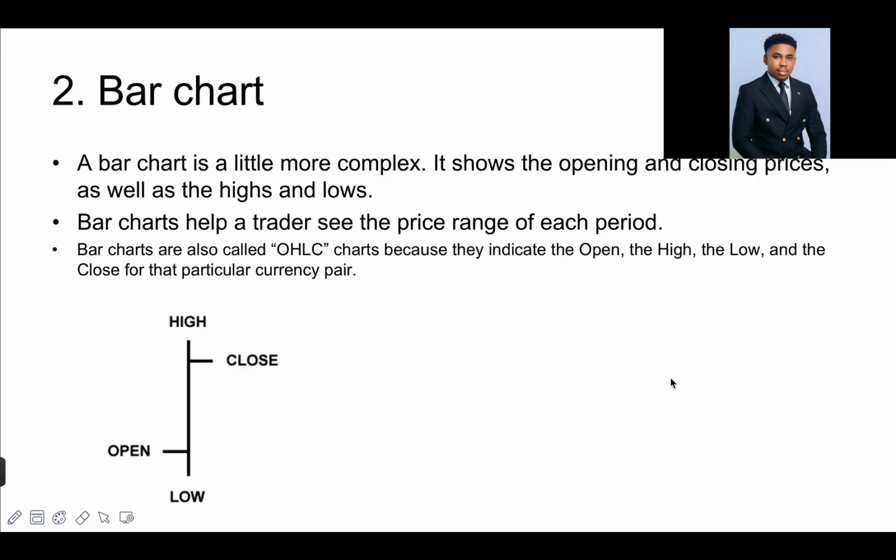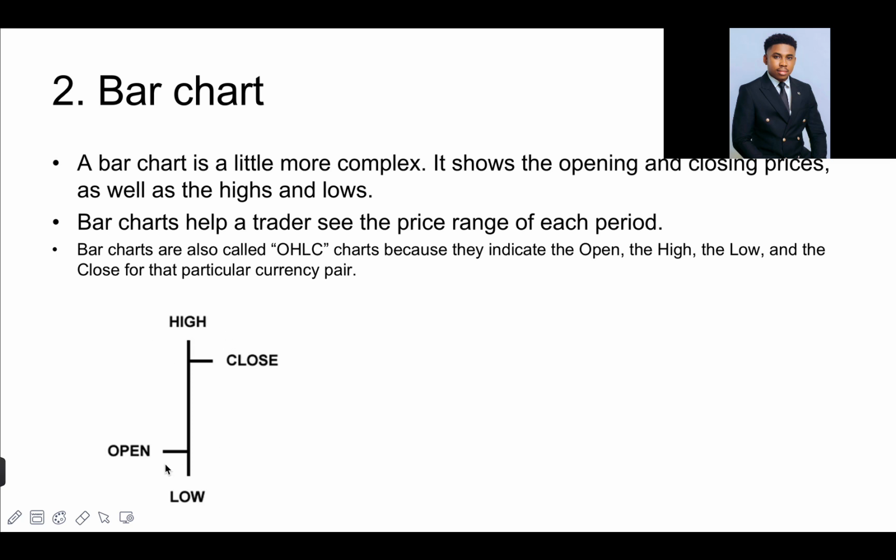Next chart we're going to look at is called the bar chart. A bar chart is a little more complex. It shows the open and closing price as well as the highs and lows. The bar charts help a trader to see the price range of each period. Bar charts are also called OHLC charts because they indicate the open, the high, the low, and the close for that particular currency pair. So the full meaning of OHLC is open, high, low, and close.